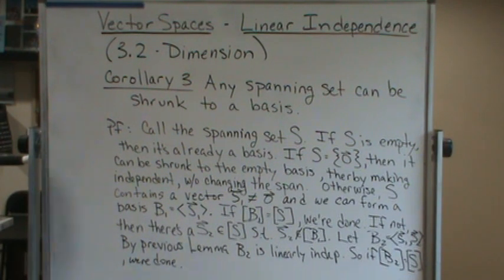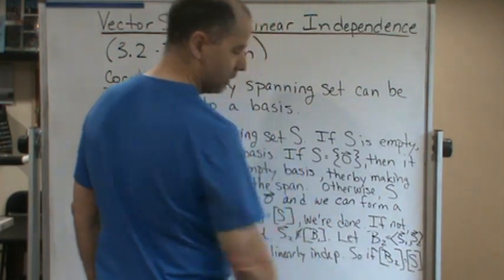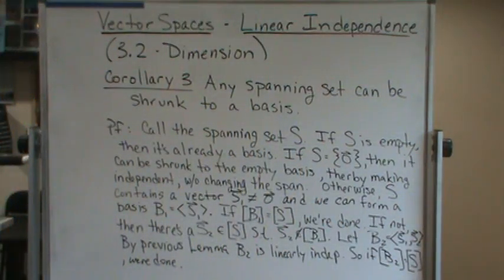Again, if the span of B2 is equal to the span of S, we're done. Otherwise, we can keep repeating the process until the spans are equal, and we know that this can only happen a finite number of times. And that finishes the proof.